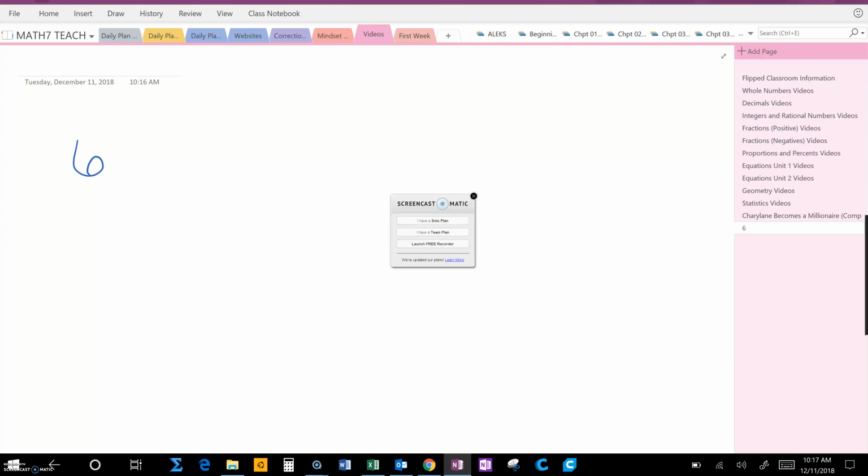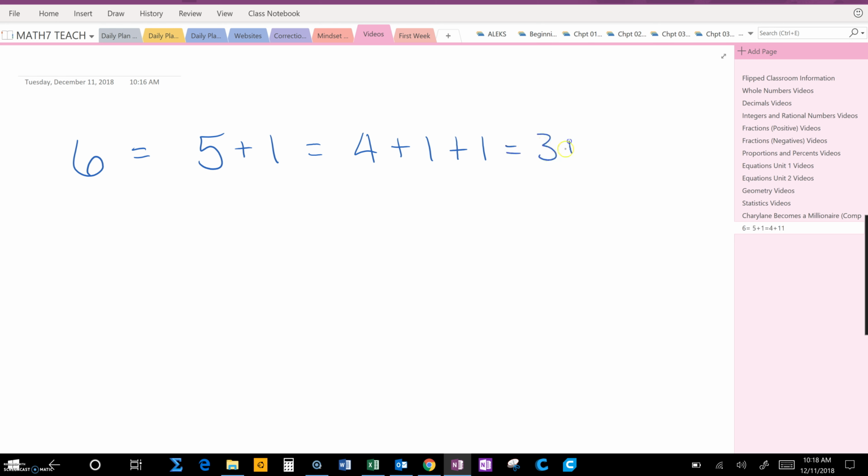So we're going to talk a little bit about regrouping. The first thing you need to understand is that any whole number can be rewritten as a sum of smaller numbers. So for example, 6 is the same thing as 5 plus 1. Pretty easy, right? Well, that's the same thing as 4 plus 1 plus 1, which is the same thing as 3 plus 1 plus 1 plus 1, etc. We can just keep writing this over and over, and we can see that 6 can be written as the sum, ultimately, of 6 ones.